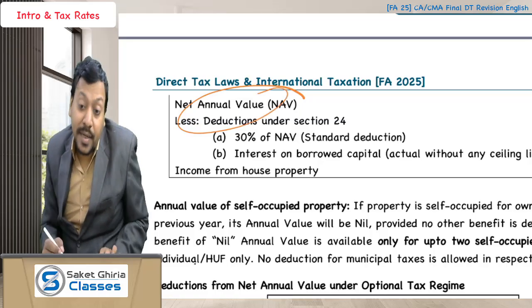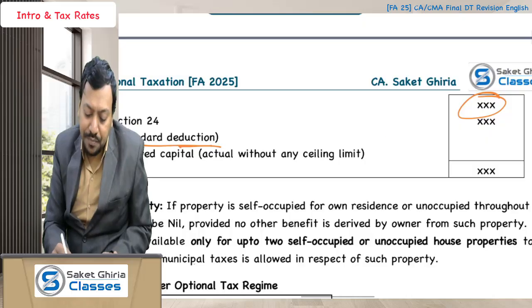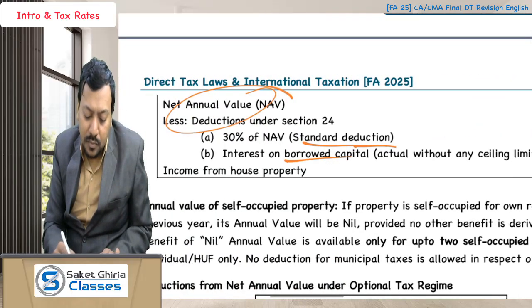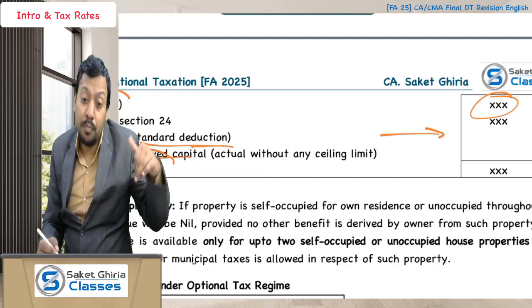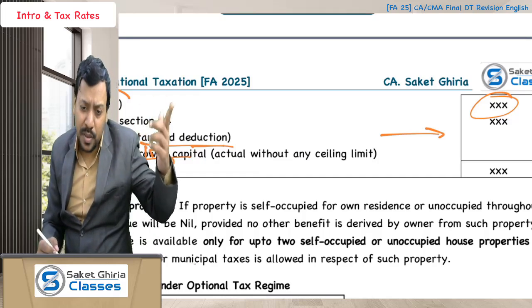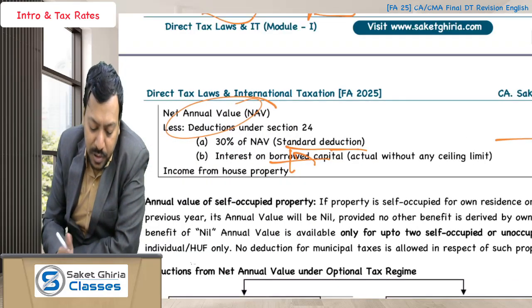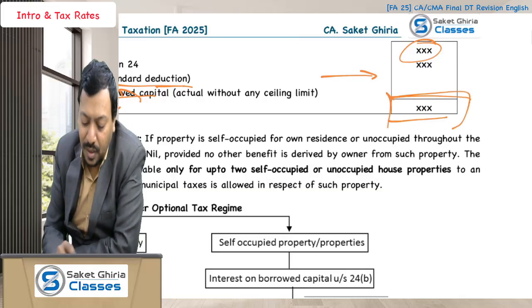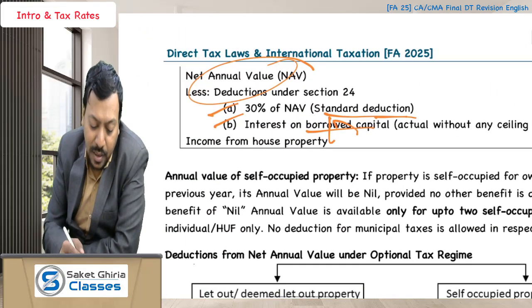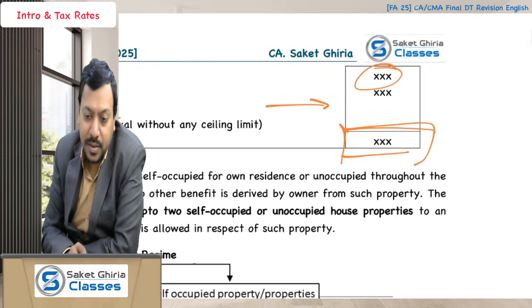And out of this net annual value, there will be a 30% standard deduction of NAV and interest on borrowed capital. If you have borrowed some amount to build the property, to upgrade the property, or to repair the property, you will get the interest. Apart from these two, there is nothing which is allowed as deduction. One very important aspect is that you will get the deduction of just 30% of NAV as a standard deduction.